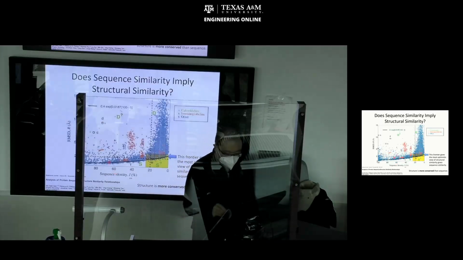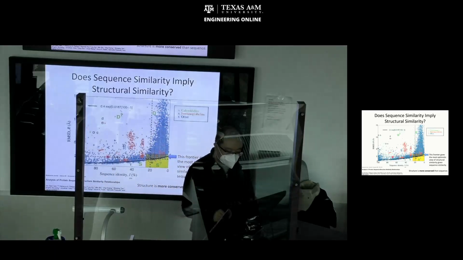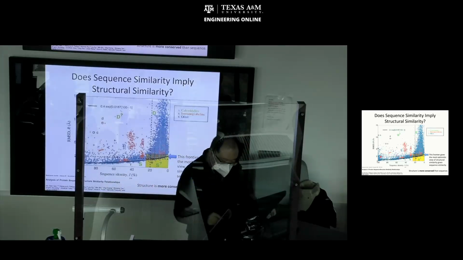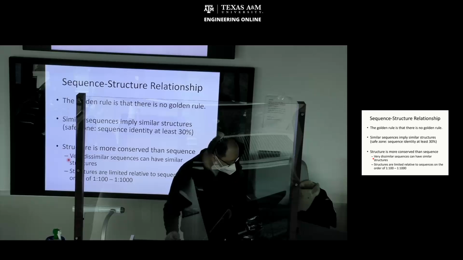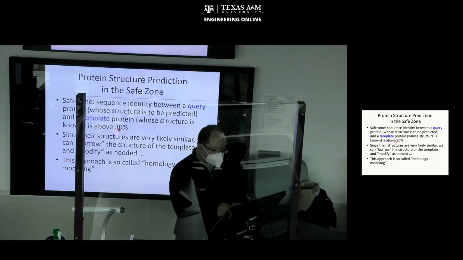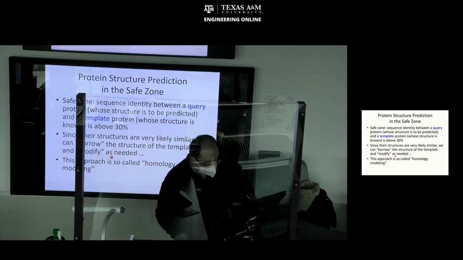Where is your low-hanging fruit? Here. When you know that you already have sequences that are very similar and have structures already solved, then I know that my answer is very similar, right? The query sequence must have a very similar structure compared to the template sequence, okay? Then the rest is how to find the template. So let me call this region, when the sequence identity is above 30%, a safe zone, right? In this safe zone, the lowest hanging fruit is that you can find identity above 30% and the structures are very likely similar. So in other words, you can borrow the structure of a template if you know which one is a template, and then you can modify the template structure as needed, okay? This is also called homology modeling.